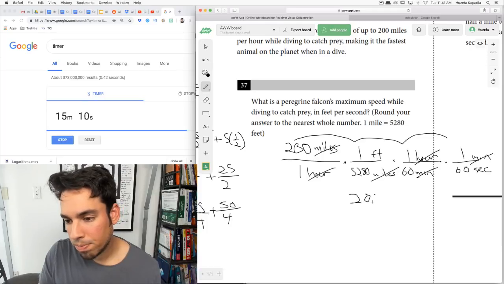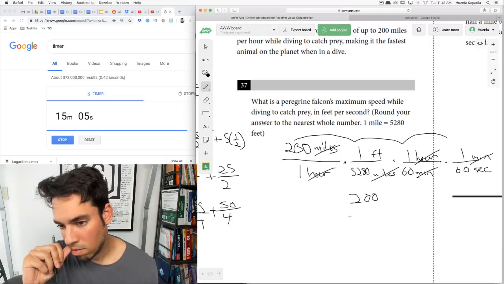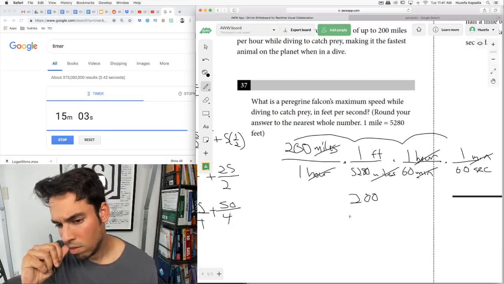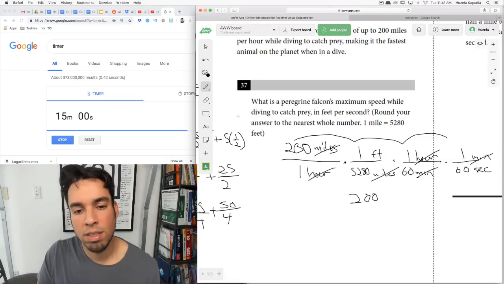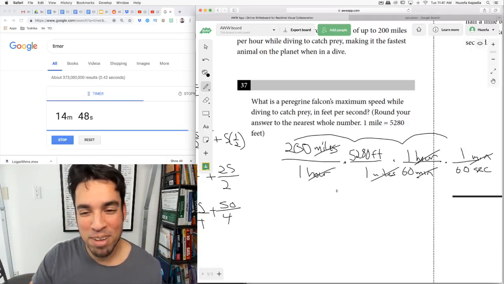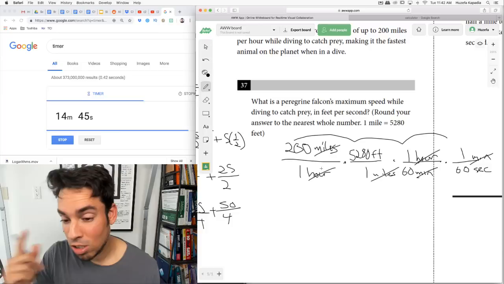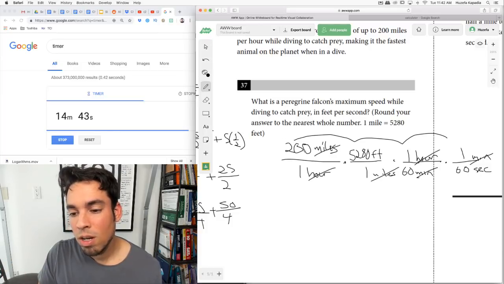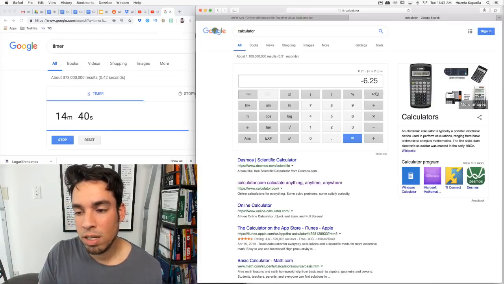That's 200. Wait, did I do that right? Hold on. I did that wrong. I flipped this. There's not 5,280 miles in 1 foot. There's 1 mile, there's 5,280 feet. So I flipped the values there, and I was like, wait a minute, I'm going to get something really small that doesn't make any sense. I knew I did something wrong. So it's 200 times 5,280 on top.